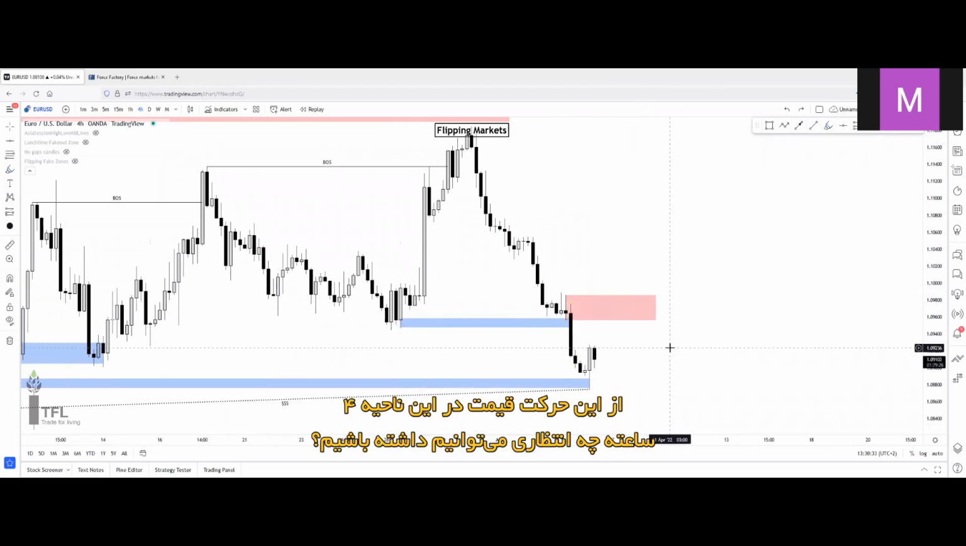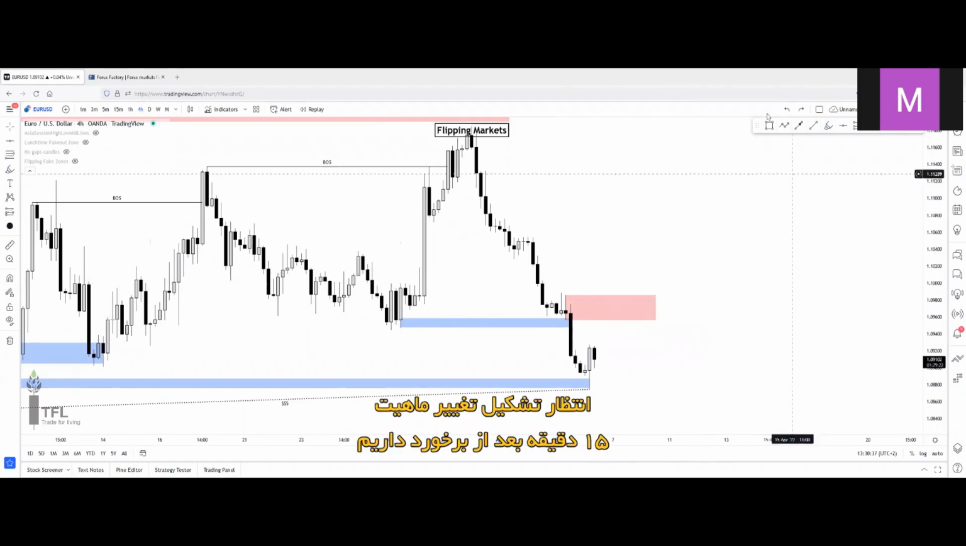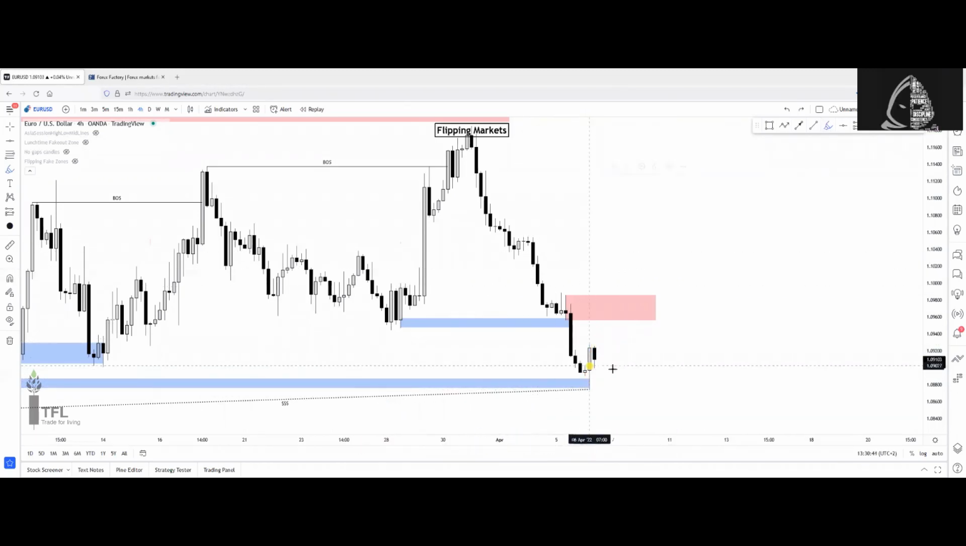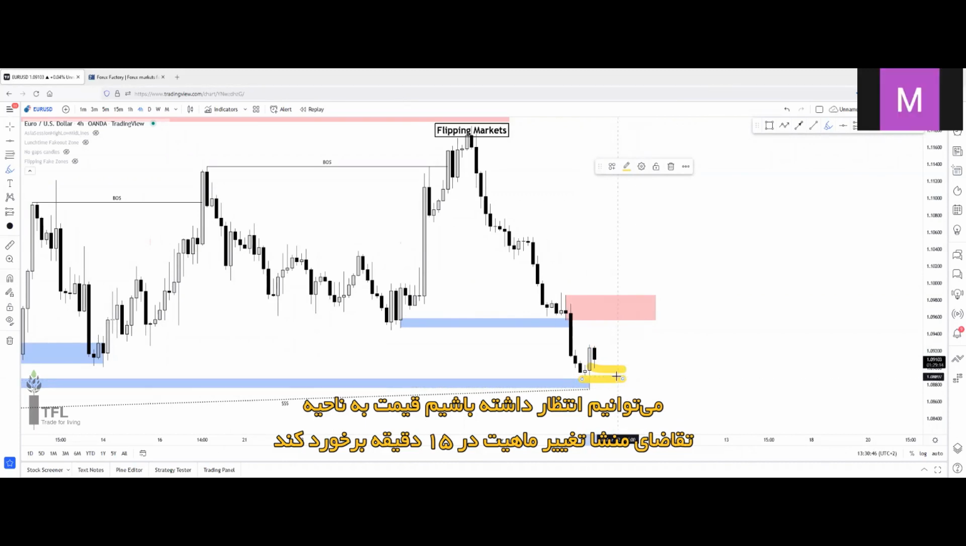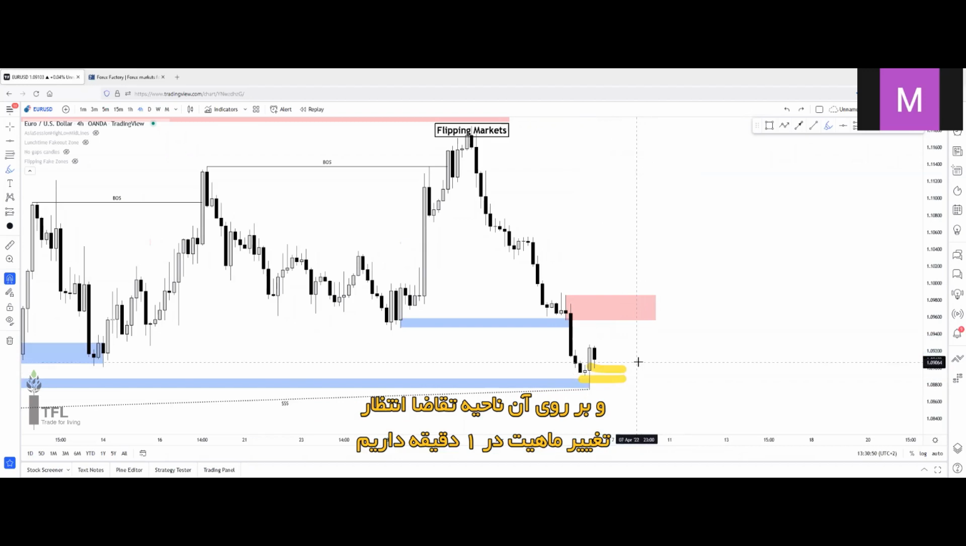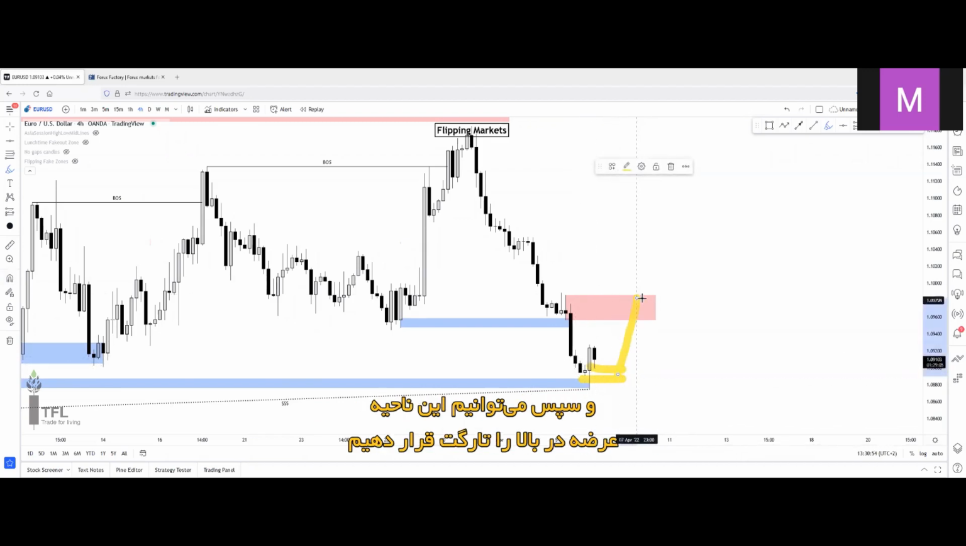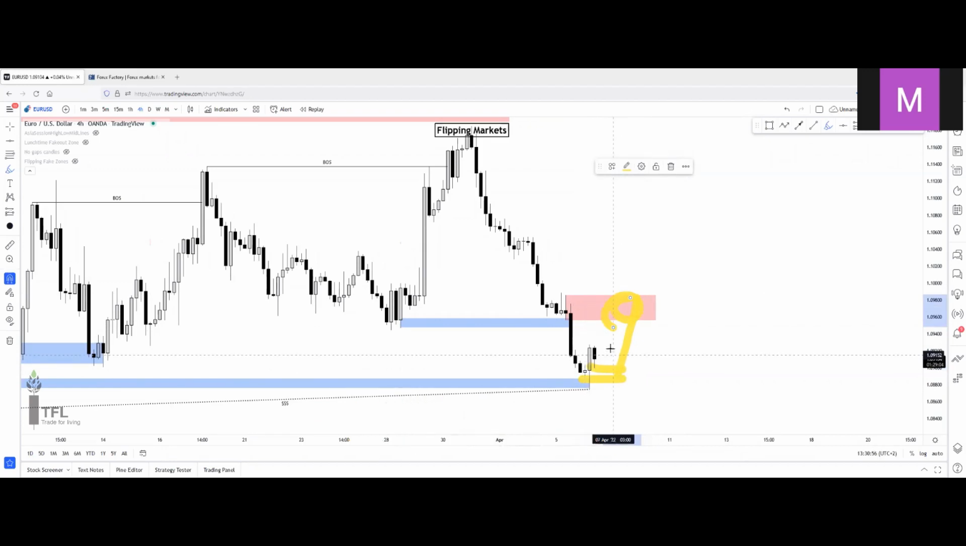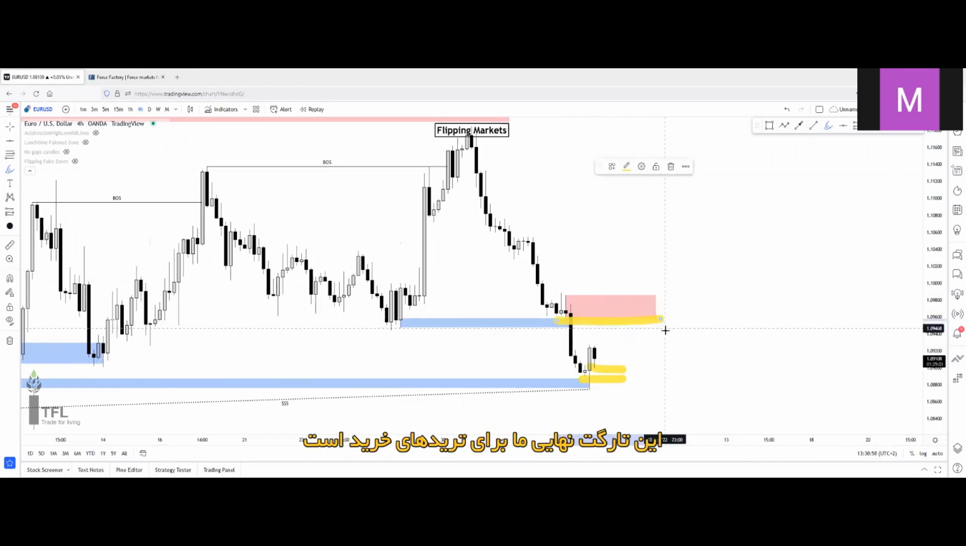So what can we expect from price action at this region on the 4-hour chart? We can expect that price will create a 15-minute change of character right here after this demand tap, which has happened. We can expect that price will tap into that 15-minute zone that has created a 15-minute change of character, and we can expect a 1-minute change of character inside of that 15-minute zone. And after this, we can target this supply zone up here with our longs. This will be our final target for the longs.